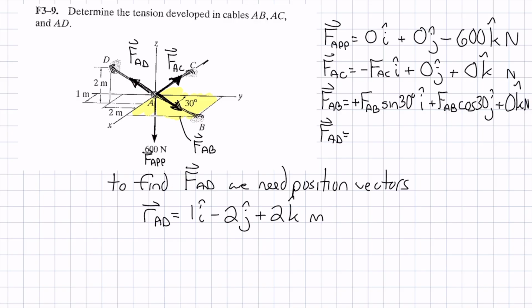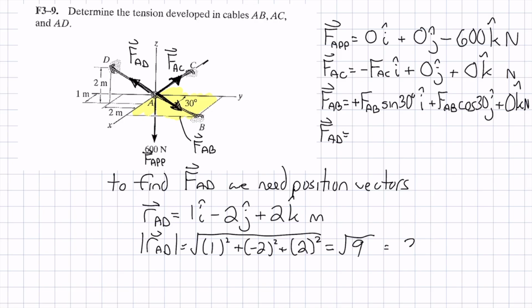And of course, then the overall magnitude of that, we just take the components, square them, add them together, and take the square root. So that's going to be 1 plus 4 plus 4. That's going to be the square root of 9. So it's going to be 3 meters.